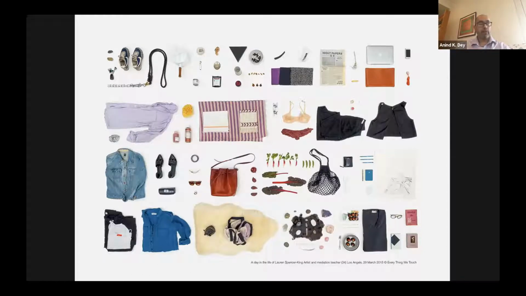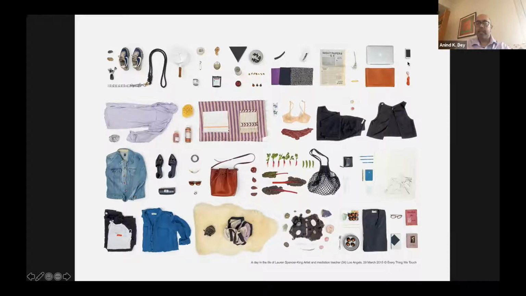This was another book project called A Day in the Life, and it was a picture book. It started as a photo exhibit and then became a book. The artist had individuals take pictures of all the objects they touched in a single day. I don't know if you can read it down at the bottom, it says, A Day in the Life of Lawrence Spencer King, artist and meditation teacher from Los Angeles. And the book is called Everything We Touch. And so you can see here a lot of clothes, some food, more clothes.